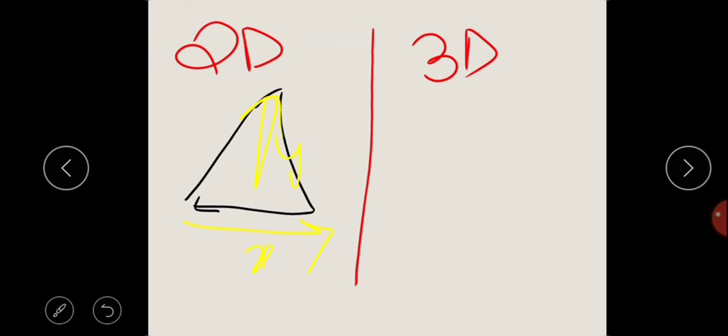Talking about the 3D shapes, they are a little bit different from these. 3D shapes are actually those shapes which have 3 dimensions. So what do I mean by 3 dimensions first? So if you look over here, let's take an example of a cube.